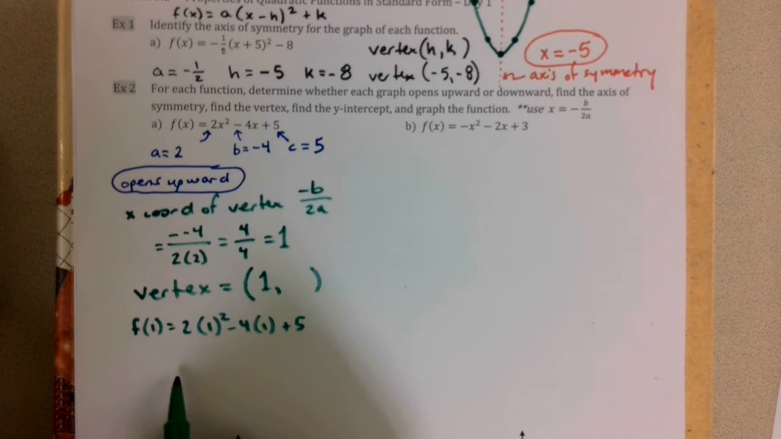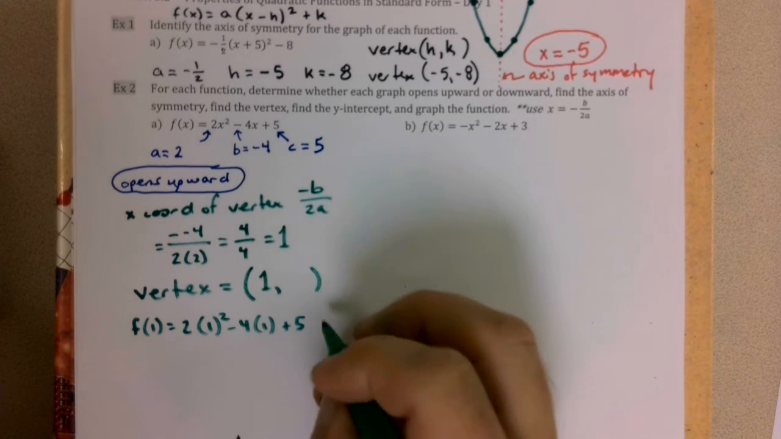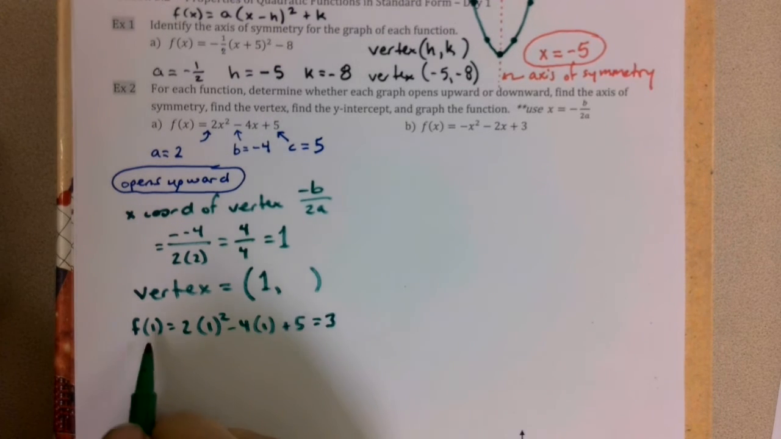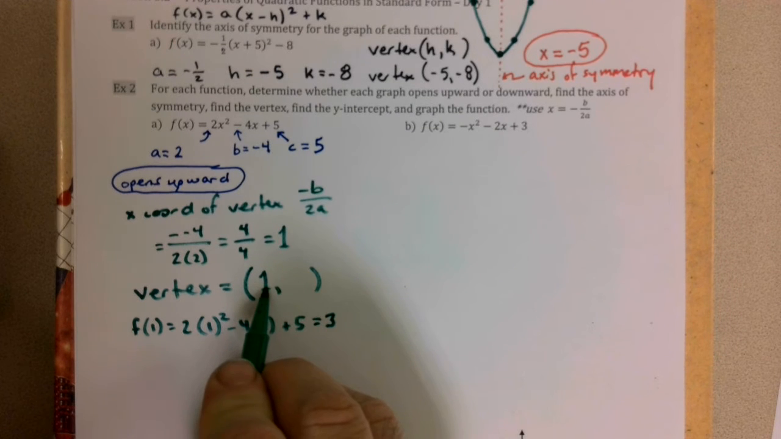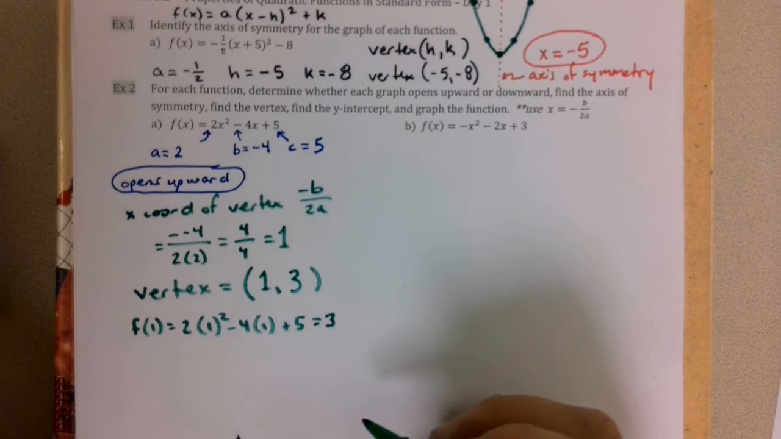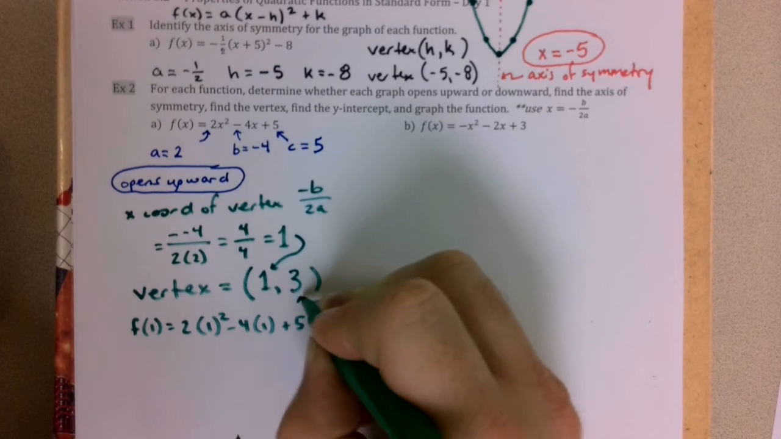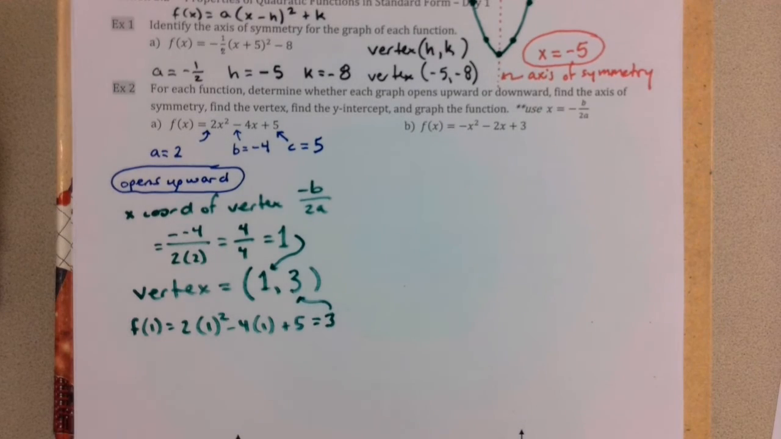1 squared is 1, times 2 is 2. 4 times 1 is 4. So 2 minus 4 is negative 2, plus 5 is 3. So when we plugged in 1 for x, we got 3 out for y. So that means our vertex is the point 1 comma 3.